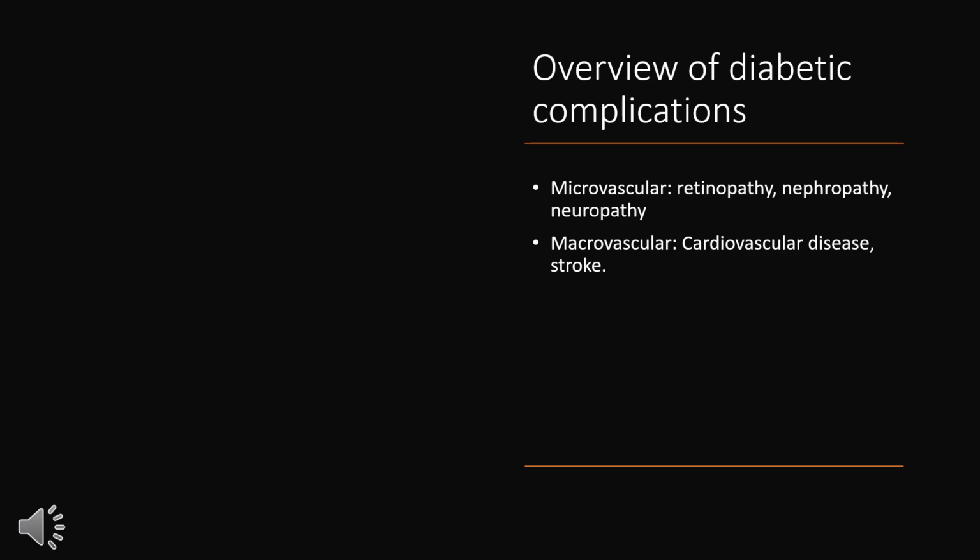Overview of diabetic complications. Chronic exposure to elevated blood glucose leads to damage of small blood vessels and large blood vessels. Microvascular complications include diabetic retinopathy, diabetic nephropathy, and diabetic neuropathy. These complications share common underlying mechanisms including persistent hyperglycemia, oxidative stress, inflammation, and endothelial dysfunction. Amongst these, diabetic retinopathy is often asymptomatic in its early stages, which makes regular screening very essential.